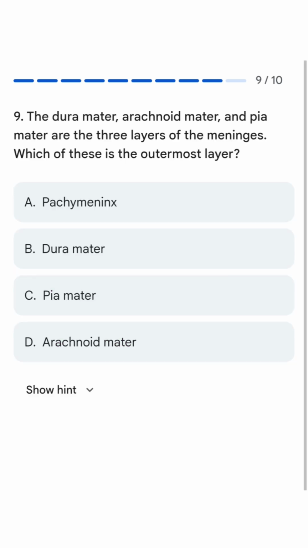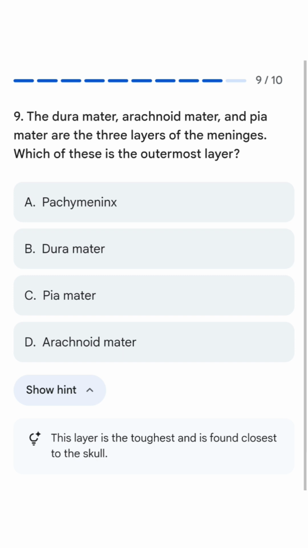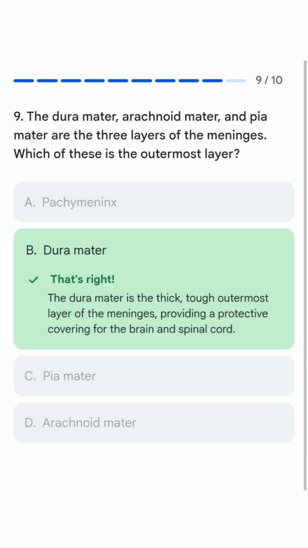The dura mater, arachnoid mater, and pia mater are the three layers of the meninges. Which of these is the most outermost layer? Pachymeninx, dura mater, pia mater, and arachnoid mater. This layer is the toughest and is found closest to the skull. Dura mater is a thick, tough outermost layer of the meninges, providing a protective covering for the brain and spinal cord.